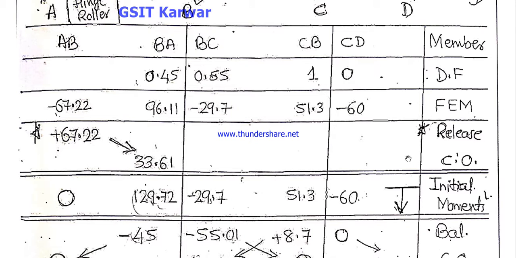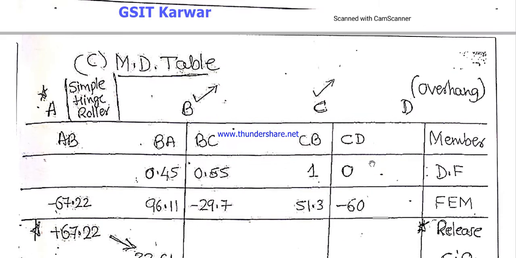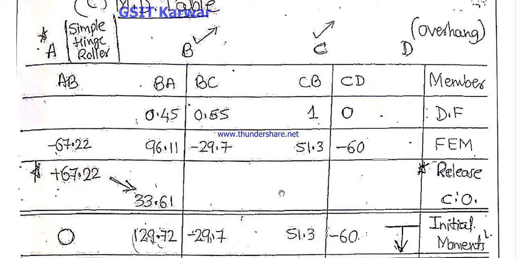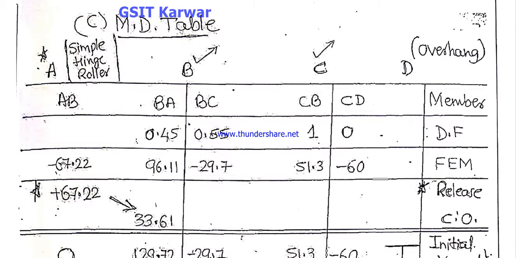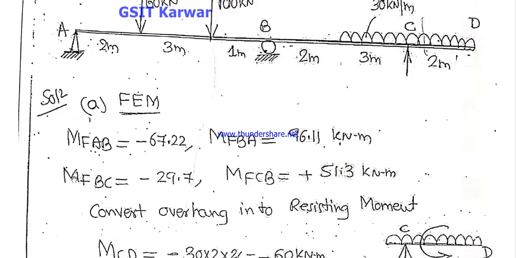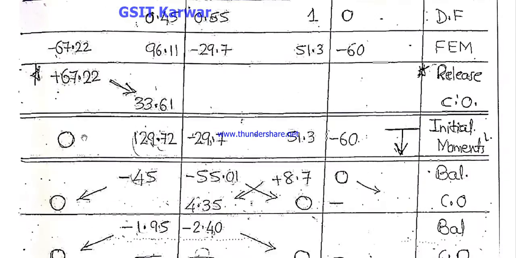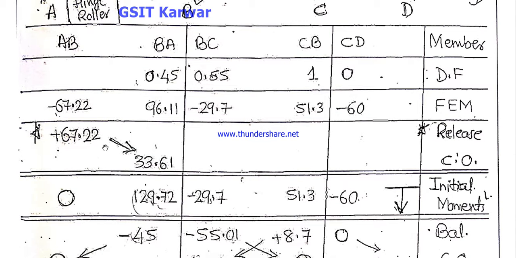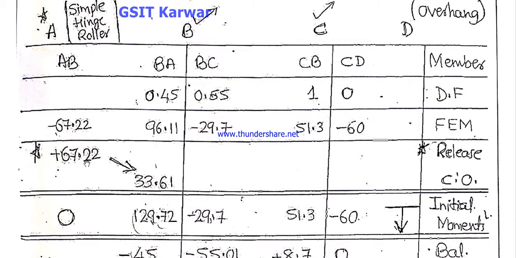After that comes the release. Why does it come here? According to the load condition, when the end support is simple, hinge or roller, that is the reason we put a star here. In our problem the end support is hinged, so at joint A where the support condition is hinged, no moment can occur, so we should remove the moment.